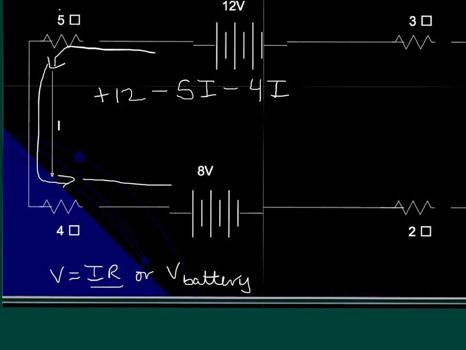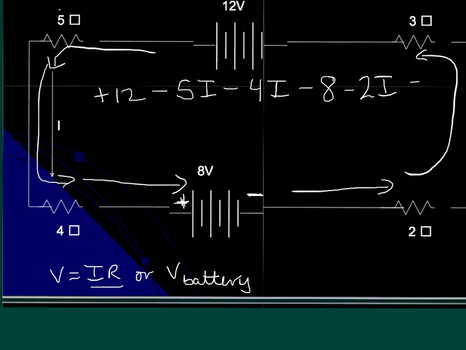And then we're going against this battery. You see how this is the positive side and this is the negative side? So this battery isn't adding to our current, it's actually taking away from our current. So we're going to subtract the 8 volts from the battery, and then we're going to continue here and go through the 2 ohm resistor, so minus 2I, and then coming back up here, minus 3I, and all of that we get back to the battery. So we've used everything that's in our circuit. All of that is going to equal 0.